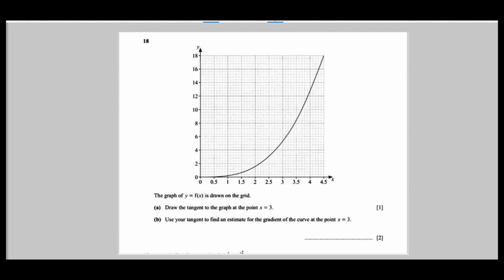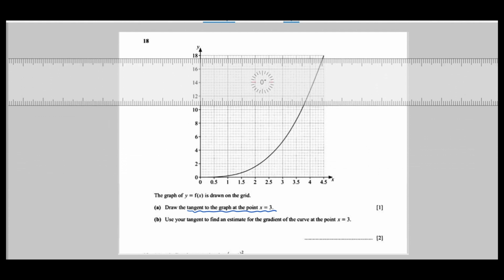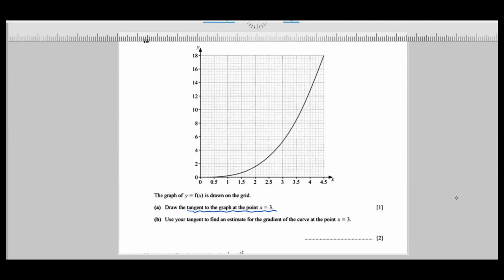Question number 18. The graph of y is equal to f(x) is drawn on a grid. Draw the tangent to the graph at the point x is equal to 3. So we need to draw the tangent at x is equal to 3. Scale, we will take x is equal to 3. This will be the point. Here we will mark the tangent.